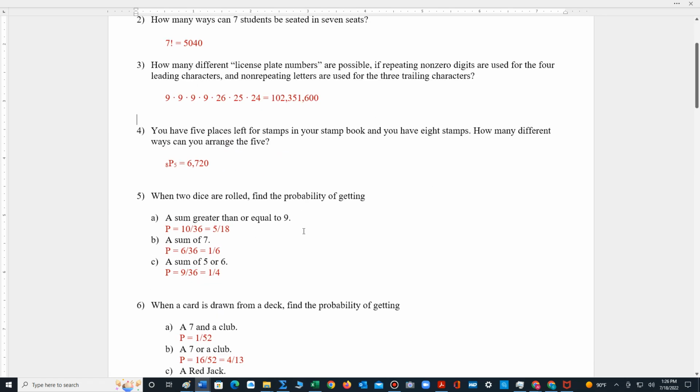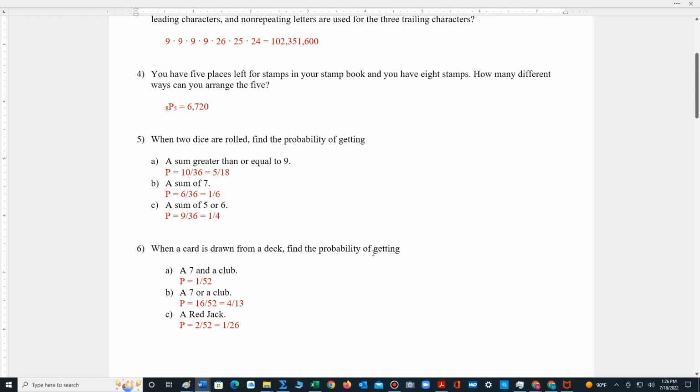Number 4 says the following: you have 5 places left for stamps in your stamp book, and you have 8 stamps. How many different ways can you arrange? Remember, arrange means permutation. So we're thinking permutations. We have 8 stamps to choose from. We're choosing 5, so it's 8P5, which is 6,720.